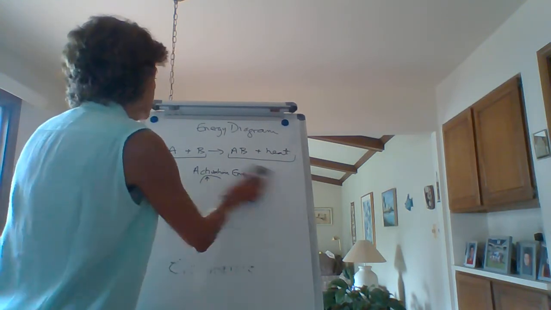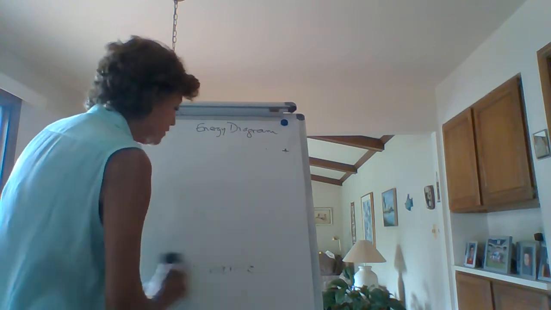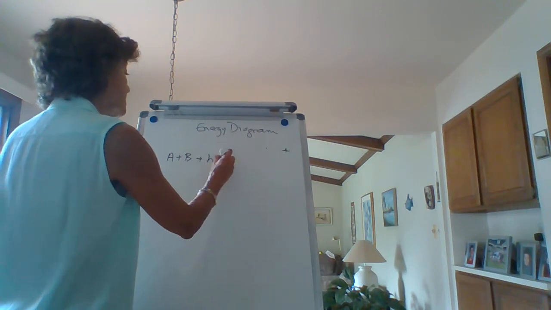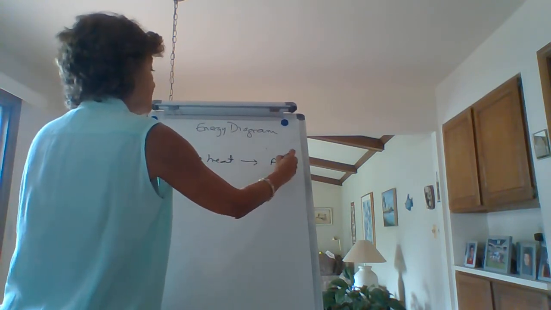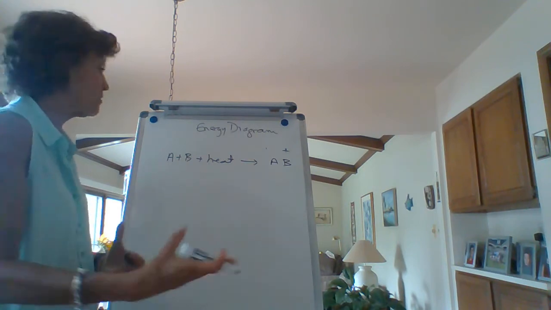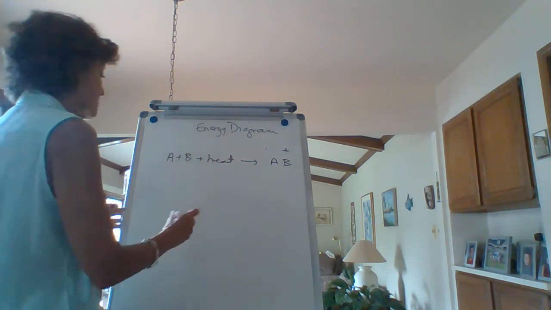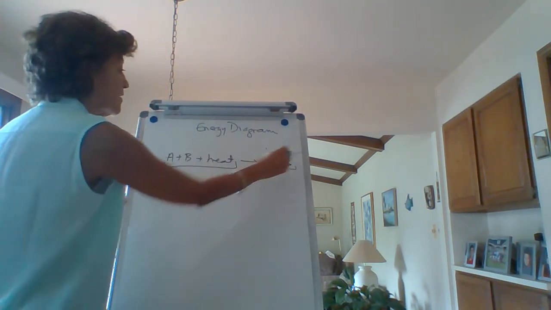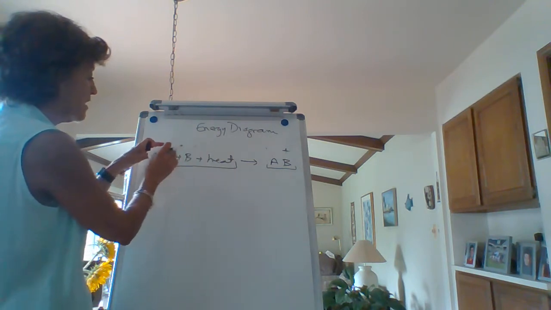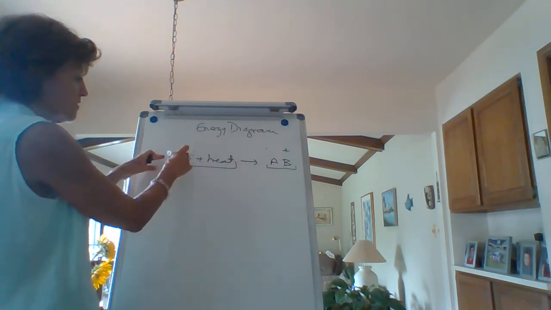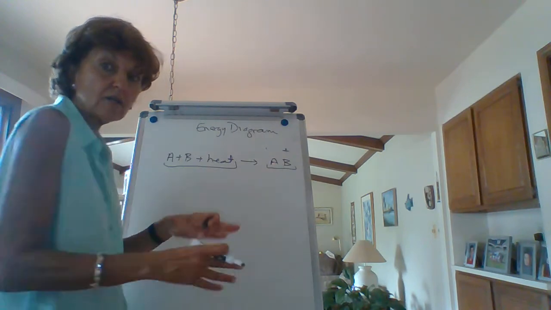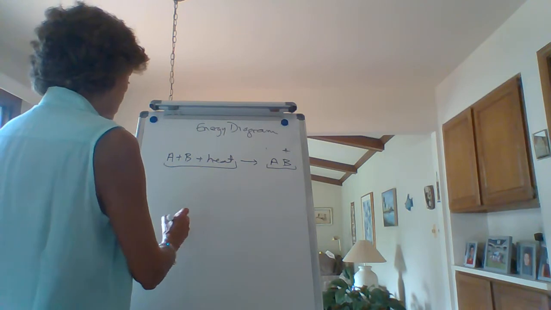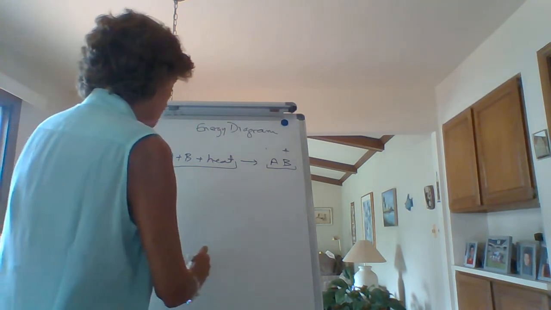Well, let me erase this. And with an endothermic reaction, heat is absorbed. So we go A plus B plus heat will give you AB. So we think of heat as a reactant here because you're putting it into the system. So you can see here that AB is going to have more energy than the original A plus B, because you have to add this stuff in order to get to this. Again, law of conservation of energy, they have to have the same amount on both sides of the reaction.